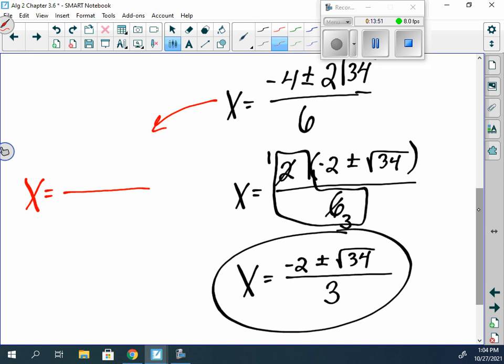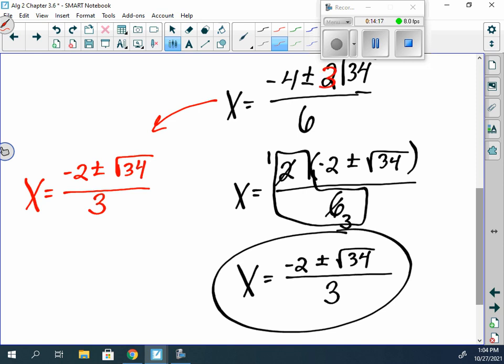Because -4 divided by 2 is -2, plus or minus. 2 divided by 2 is 1, so we're just left with the square root of. And 6 divided by 2 is 3. The only reason we would do this here is if all 3 of those are divisible by whatever that number is.